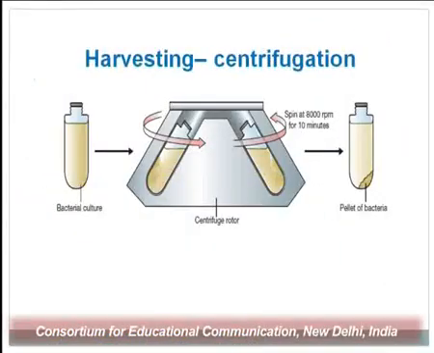The next thing is, when we grow this culture of bacteria, depending upon the optimum growth temperature, depending upon the optimum time it takes, after that the cells are harvested. Harvested means that the cells are collected and the rest of the media is just thrown out. So, for that what we use is what is called centrifugation.